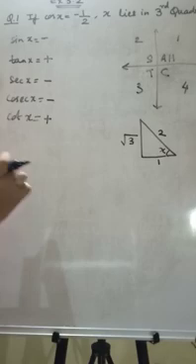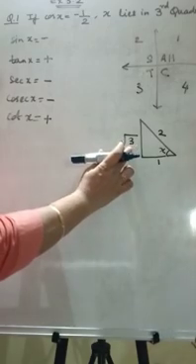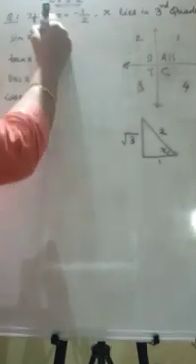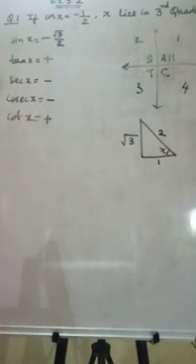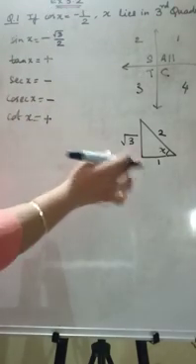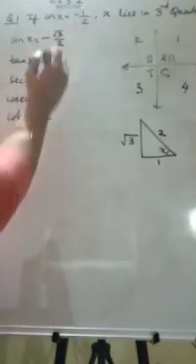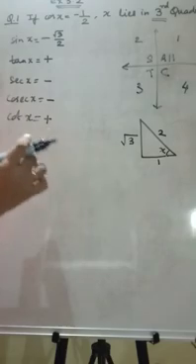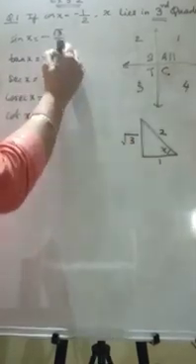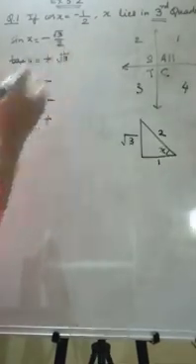Now tell me what is sin x? Sin x is opposite upon hypotenuse. So it is root 3 by 2. Minus you have already written before. Tan x, what will be tan x? It is positive because we need to find it in the third quadrant. What will be tan x? Root 3, sorry.